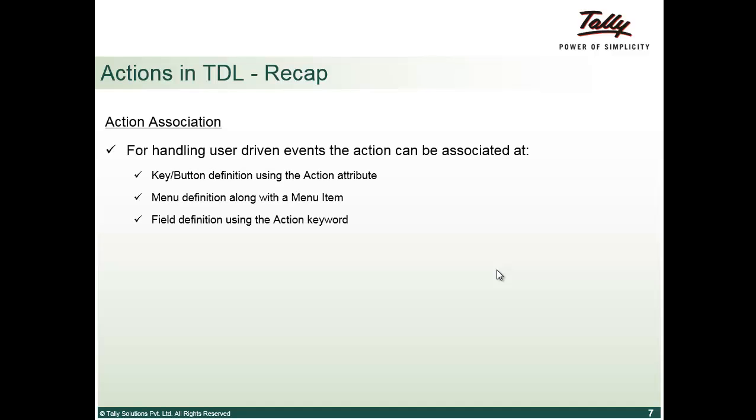So next we will see where the actions can be associated. When it is a user driven event, then the action is associated with the key or a button or a menu or a field. You can associate an action with the key or a button using the attribute action. You can associate an action with the menu along with the menu item, and you can associate an action with the field using the action keyword.